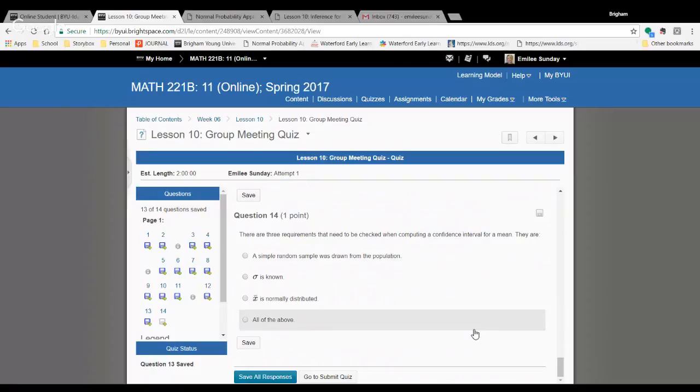14. So the 3 requirements I have written down. Sample is a simple random sample. That one. And then population standard deviation is known. Yep. So all the above. And then X bar is normally distributed. Yes. So all the above.